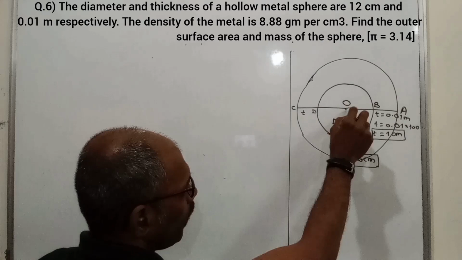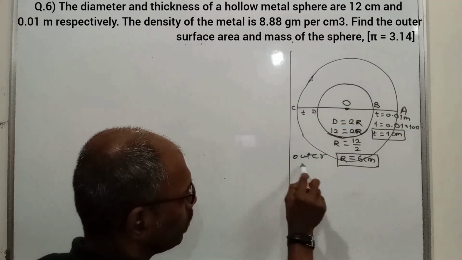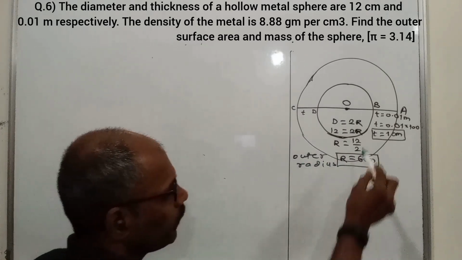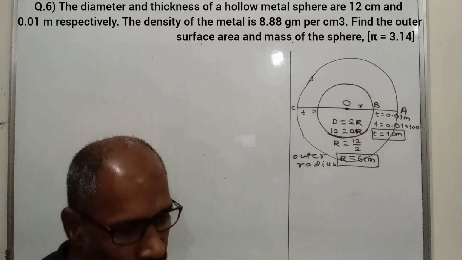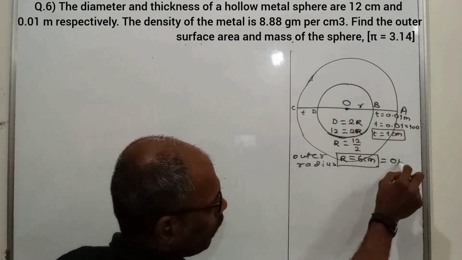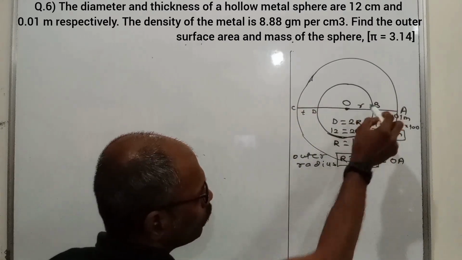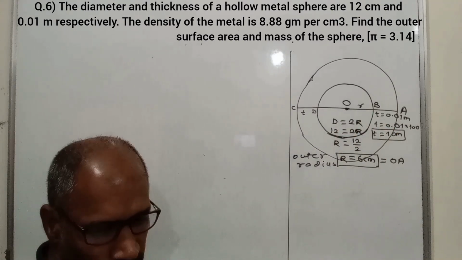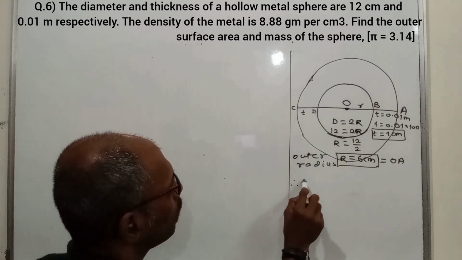This is outer radius. This capital R is outer radius. Okay. Then we want this inner radius, small r, OB. Did you get it? We want, this is OA or OC. Then we want OB or OD. Did you get it? Inner means hollow part. Hollow part. Okay.